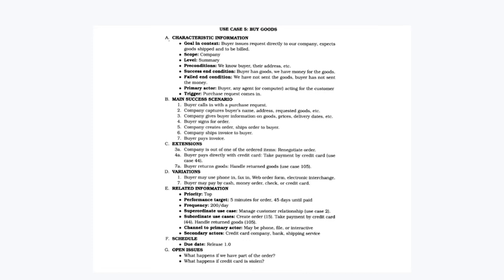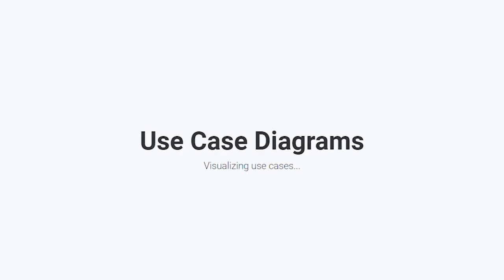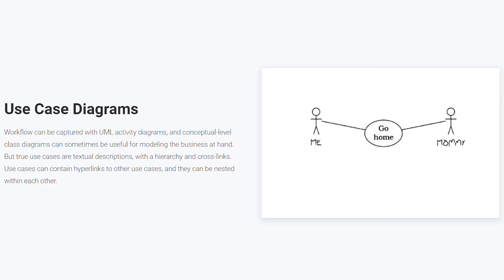If you just refer to it, it will be much better. Just have a go through it. It's very easy. So we'll move on to the next topic, that is use case diagrams. As it said, visualizing use cases. It's not a usual practice to visualize use cases as a diagram, but still we use it sometimes to represent some use cases. Mostly use cases are textual descriptions with a hierarchy, cross-links and all, and sometimes they can also contain hyperlinks.